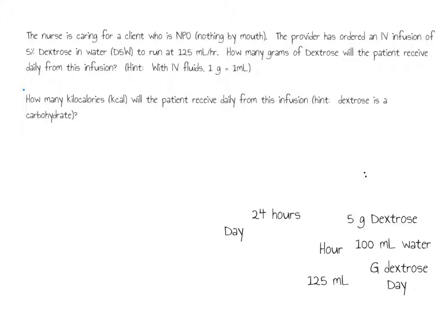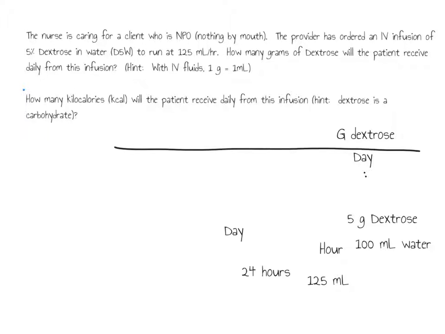Okay, so now let's go ahead and set up our problem. We start with the end in mind. I want to know how many grams of dextrose the patient will receive in a day. So let's start there. I'm going to draw my little line across. Now anything that's a gram of dextrose has to be on top, and if it's a day, it goes on the bottom, and everything else should cancel out.